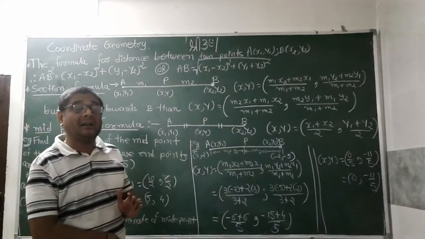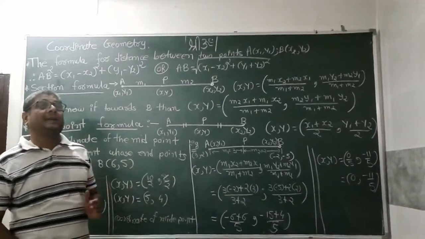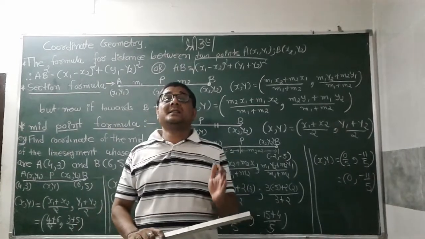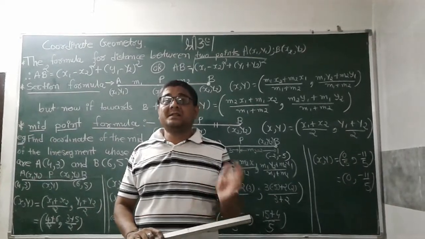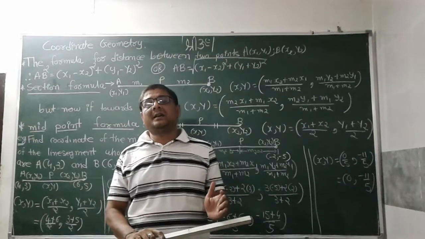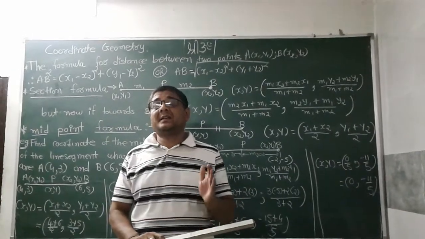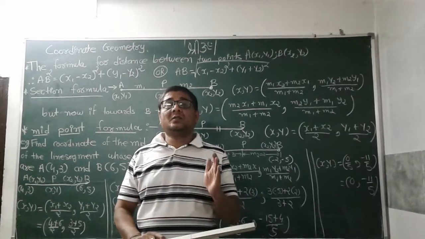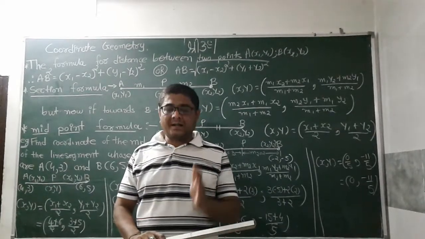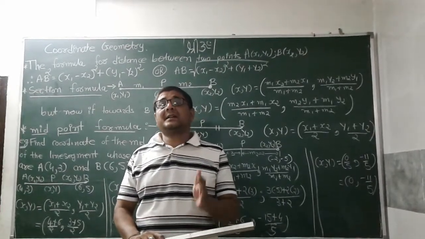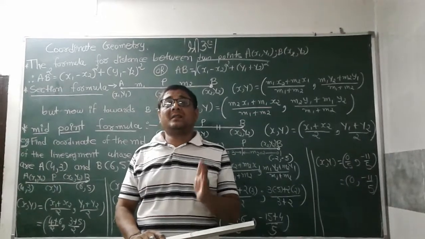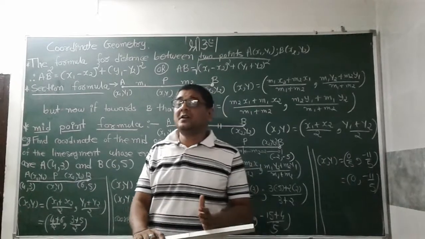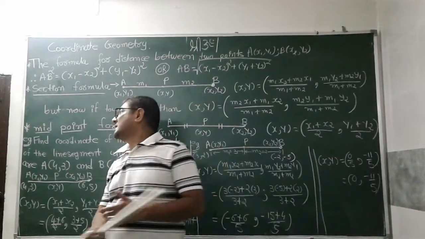If the point lies on the x-axis, then its coordinates are (x, 0). If the point lies on the y-axis, then its coordinates are (0, y). And if the point lies at the center, that is the intersection of the x and y axes, it is known as the origin, and its coordinates are (0, 0). So it depends on the sum.